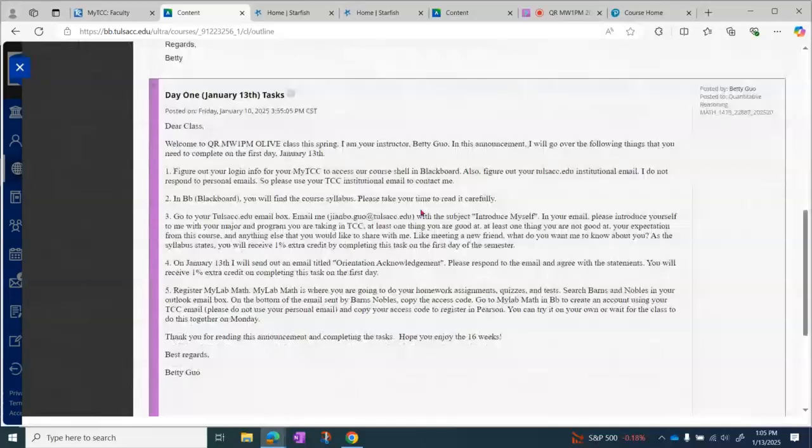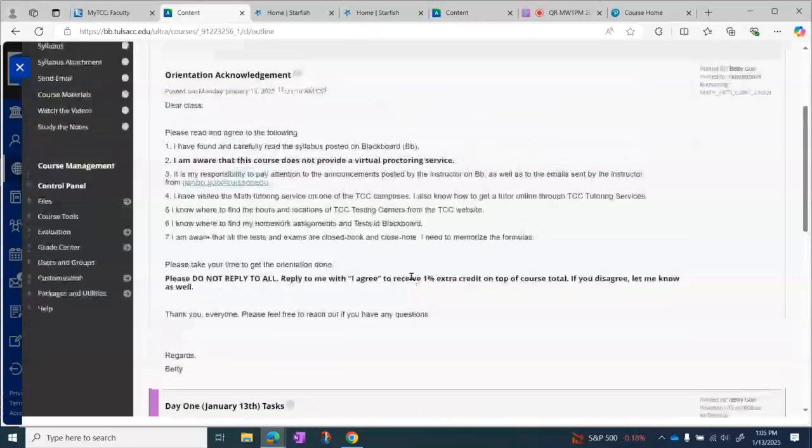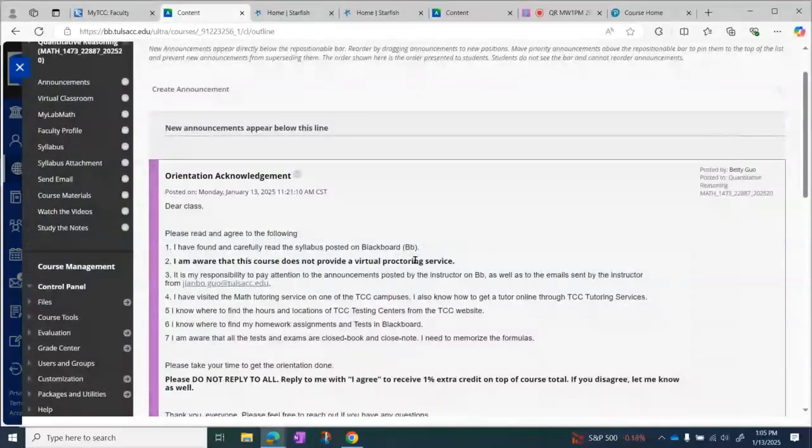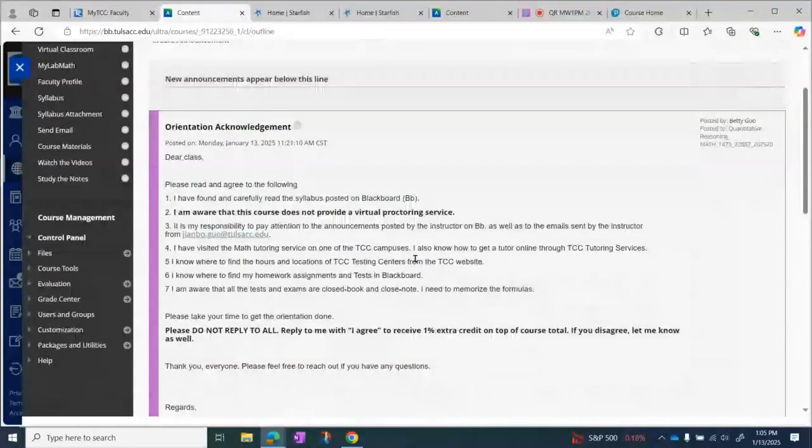The first announcement listed the tasks we need to complete today, the first day of the semester. The second announcement is the orientation acknowledgement. You should have received an email with the same content, and you need to get those items taken care of and agree with those statements, and you receive 1% extra credit by completing that.